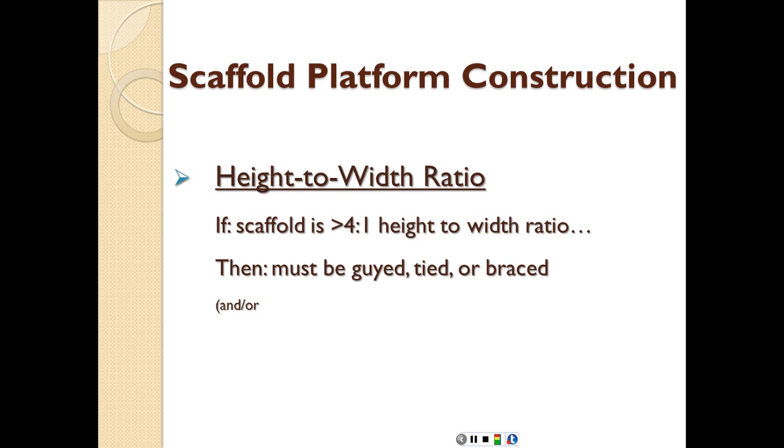Now we're also talking about some issues related to scaffold stability, height to width ratio. So how high should it be if it has a limited width? If the scaffold is greater than 4:1 height to width ratio, then it must be guyed, tied, or braced. That's one way of making it stronger or sturdier, or install per manufacturer's recommendations, which are going to be along these same guidelines. So the key number here is a ratio of 4:1. If it's greater than 4:1, it has to be secured in a certain way to prevent it from shaking or moving.